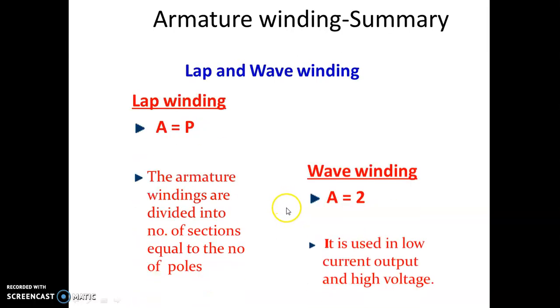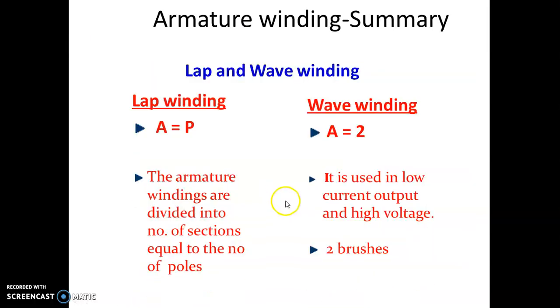So armature winding, you can summarize it like this. Lap winding means the number of parallel paths will be equal to the number of poles. In wave winding, A, denoted by parallel path, is fixed. It is used for low current output and high voltage. Here the current will be low because the parallel path is fixed at 2 with 2 brushes.